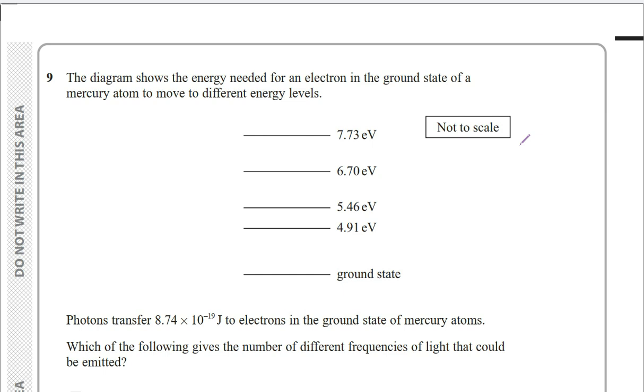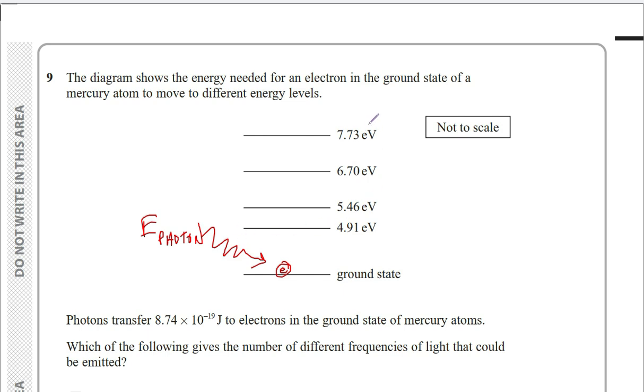9 is actually one of my favorite questions from this paper. Let's see. The diagram shows the energy needed for an electron in the ground state of a mercury atom to move to different energy levels. A photon transfers 8.74 times 10 to the power minus 19 joule to electrons in the ground state. So let's say I have an electron over here. This is at the ground state. And here comes a photon with its energy of 8.74 times 10 to the power minus 19. So guys, the first thing you do is, this is the energy of the photon, right?